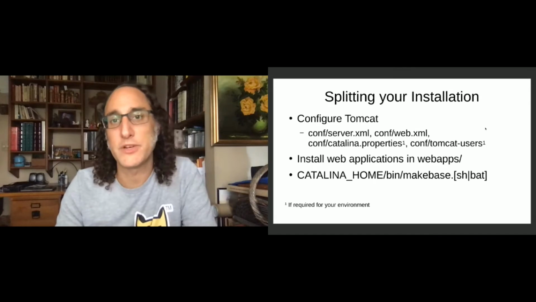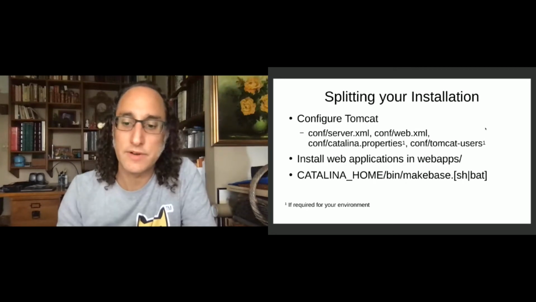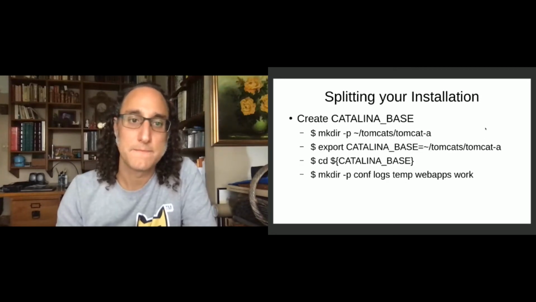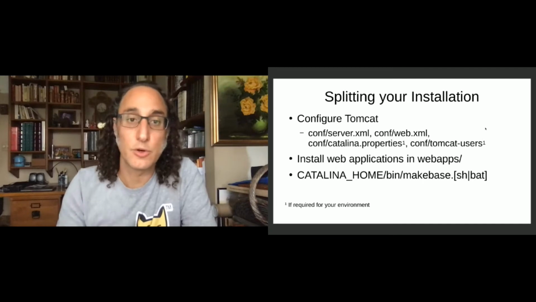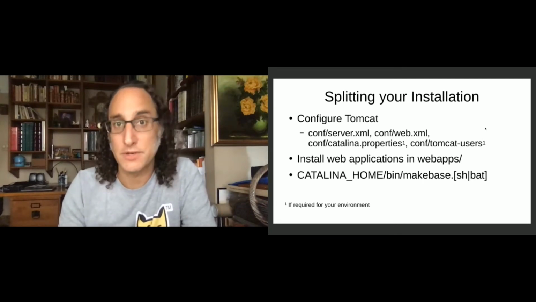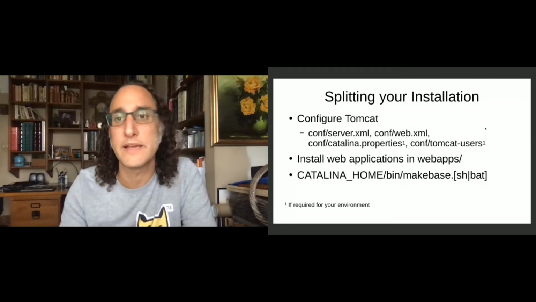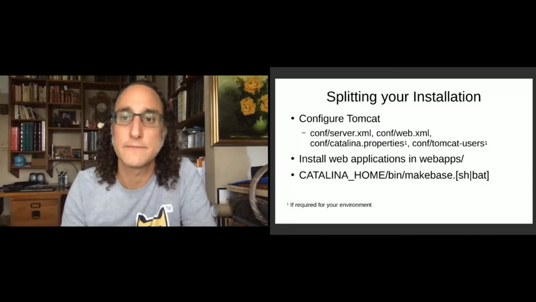Install your web applications in the webapps directory, and you can also do all of this except for that last portion by using a script called makebase in the bin directory, and that will do everything that is on this slide as well as on this slide. It does a little bit more. It copies all of the files that are optional out of Catalina home to Catalina base, and then you can customize from there.